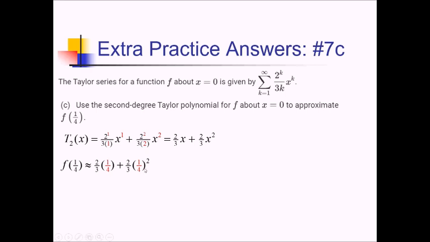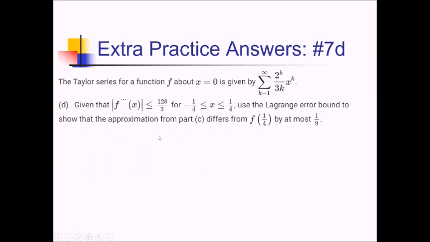But if you wanted to simplify this, let's see what that would come out to. So this would be 2 over 12, which is 1 over 6. And for this next one, this would be 2/3 times 1 over 16. So that would be 2 over 48, which is 1 over 24. Well, this is really 4 over 24 plus 1 over 24. So 5 over 24 would be our final answer on this one.